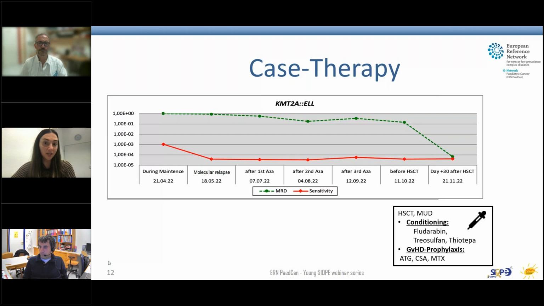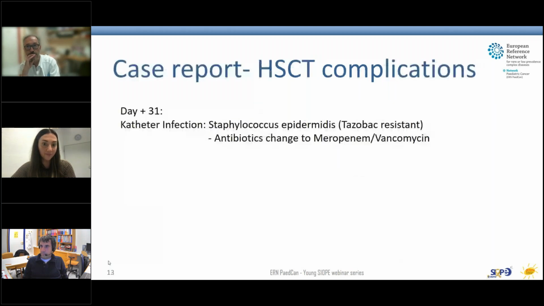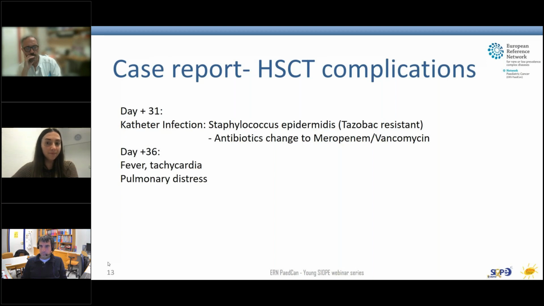Unfortunately, every stem cell transplantation, and we go to our next slide, has complications that are often related to this therapy. In our patient at day 31, we had a catheter infection and the detection of Staphylococcus epidermidis. The patient was treated with an antibiotic therapy, but this bacterium was resistant, so we changed the therapy to meropenem and vancomycin.